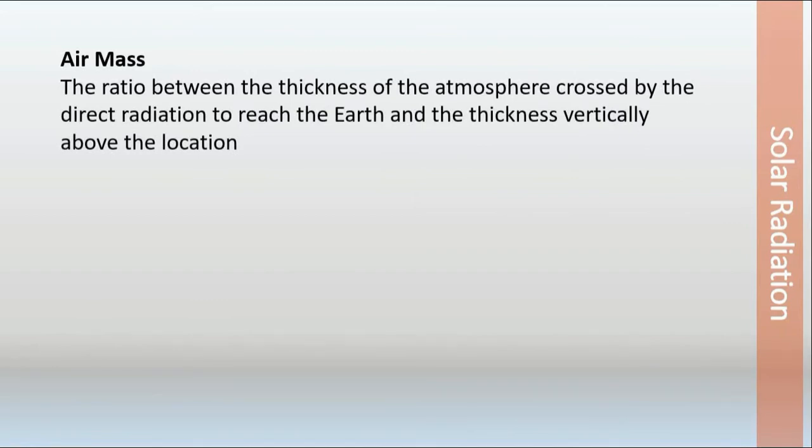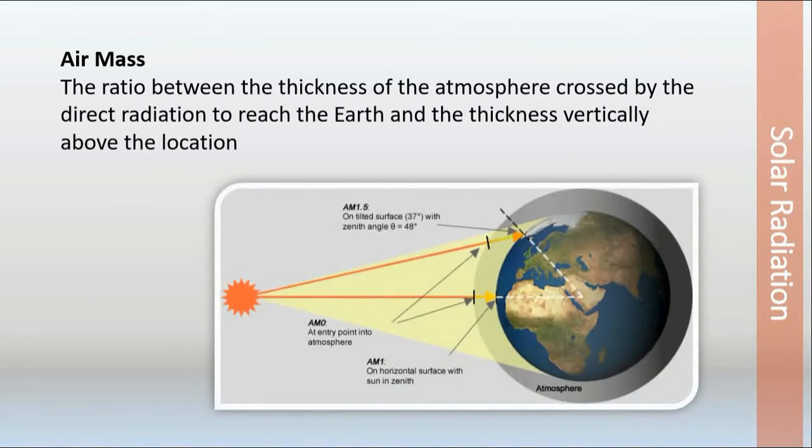Air mass: we could define the air mass as the ratio between the thickness of the atmosphere crossed by the direct radiation to reach the earth and the thickness vertically above that location. So actually we could summarize this in this equation: air mass is equal to 1 over cosine theta, and theta here is the zenith angle of the sun in that location.